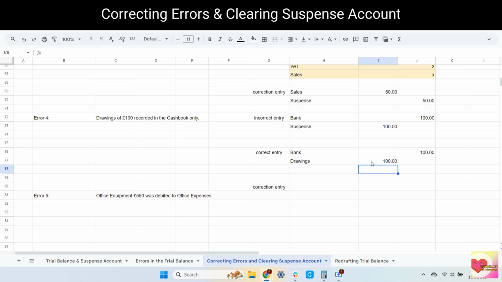Now let's make the correction entry. Let's compare the incorrect to the correct entry.